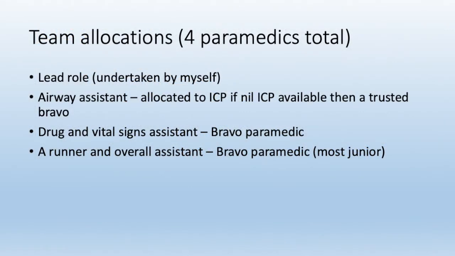So my team allocations, I'm assuming I've got a 4-person crew, 2 Bravos and 2 ICPs. So the lead role will be undertaken by myself, so that's running the entire job, directing and delegating, and also performing the skills of intubation. So my airway assistant, which will be to my right, will be an ICP, or a trusted Bravo if there isn't one. My drugs and vital signs assistant will be wherever the IV access is in place, able to see all the equipment, because I'll be looking at our vital signs as well. I'll have a runner and an overall assistant.